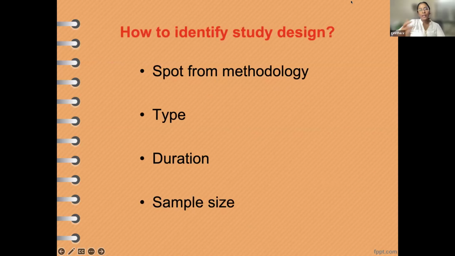As I said, how do you identify a study design in a paper? Basically, we'll spot it from the methodology. There are different types of study. The study design they have used here is a retrospective cohort study. Others would be prospective, and there are case control studies, then RCTs, from which we have meta-analysis and systematic review, and so on. And from the methodology, we also get other information about the duration of the study and sample size.